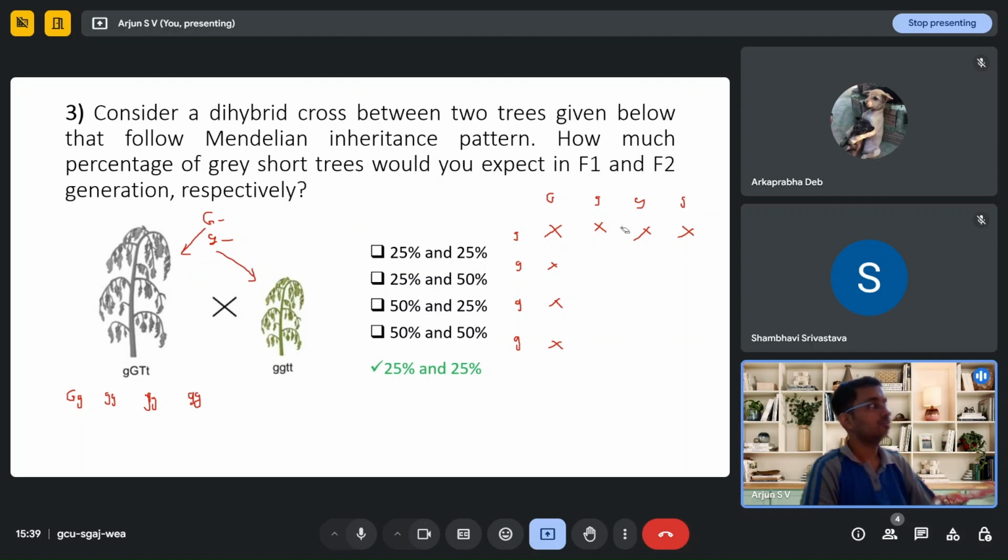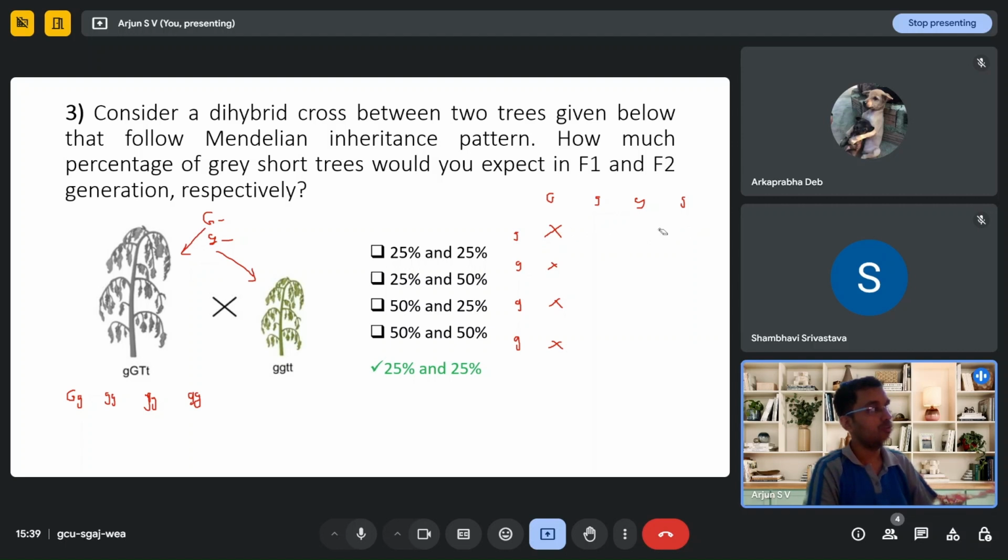While drawing a Punnett square for the second generation, you take one allele from each parent for crossing over. So one will be capital G and small g. When these cross with each other, these won't give you gray plants. This will only give you green. These all will give you only green plants.